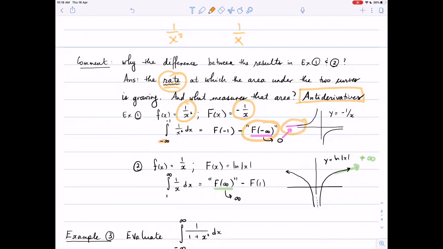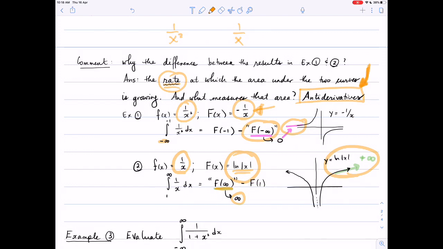That goes to 0. In the second example, the antiderivative was very different. The antiderivative was not a rational function anymore. It was a logarithm. And when we apply the limit to a logarithm, you get an infinite answer, right? And so the difference between them has to do with the antiderivatives that come out from the integration, and those antiderivatives, of course, are measuring the area and the change in area.